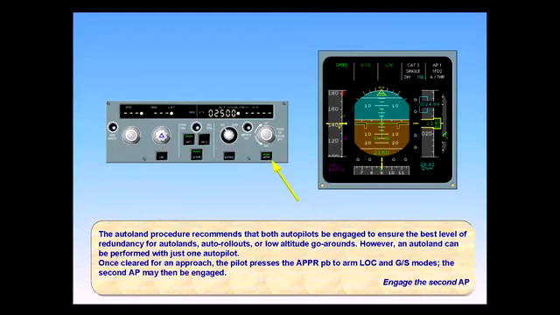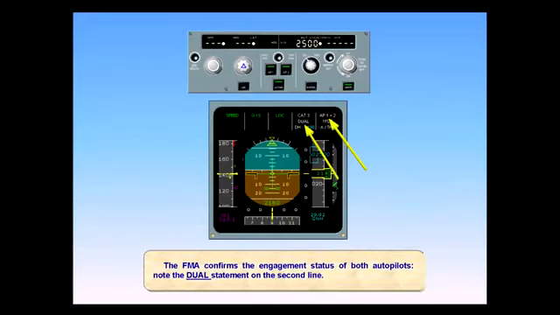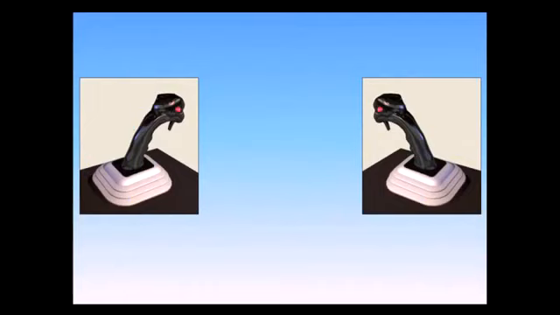Engage the second autopilot. The FMA confirms the engagement status of both autopilots. Note the dual statement on the second line. To disconnect an autopilot, simply press the red AP disconnect push button, also called the takeover push button, located on either side stick.